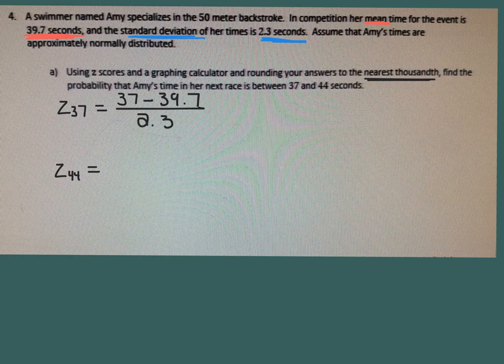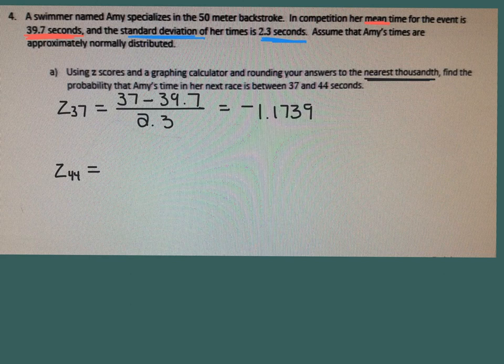Now we are going to have to do a little bit of rounding here. Whenever you use z-scores, when you subtract these two numbers and divide by the standard deviation, I'd like you to write down what that's equal to, rounded to the nearest 10,000th, so the nearest 4 decimal places. When I plug that in my calculator, I get negative 1.1739. So that's the z-score that goes along with 37. 37 is approximately 1.1739 standard deviations below the mean.